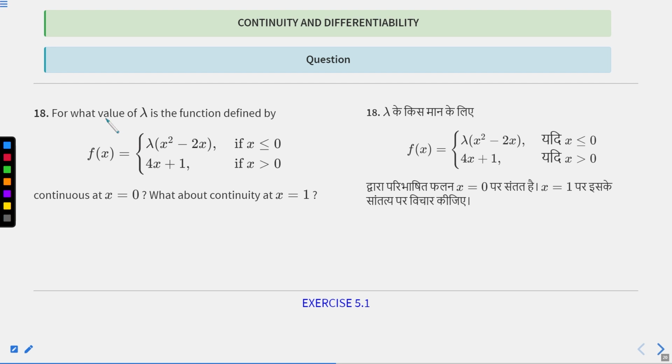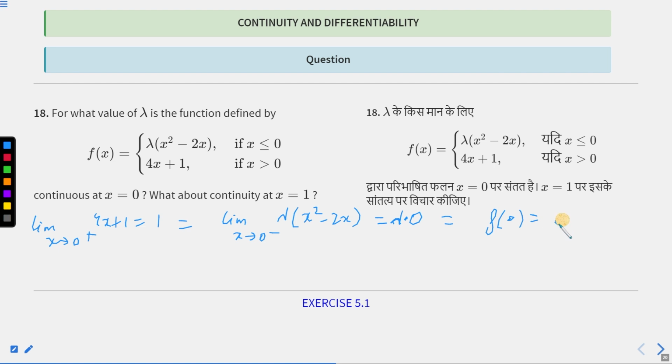Simple. As you can see, it is continuous at 0. This means the limit as x tends to 0 from the positive side will be 4x plus 1, which means just 1. This must be the same as the limit as x tends to 0 from the left hand side, which is lambda x squared minus 2x, which means just lambda times 0, and this will be the same as f(0), which will be just lambda times 0.